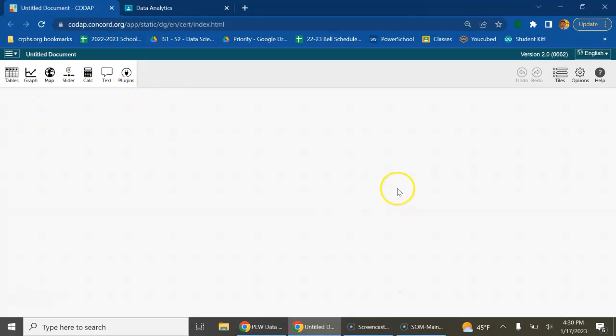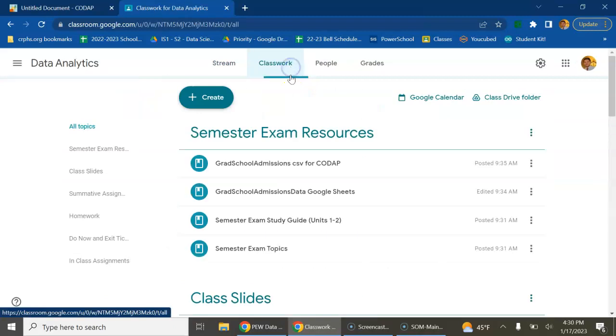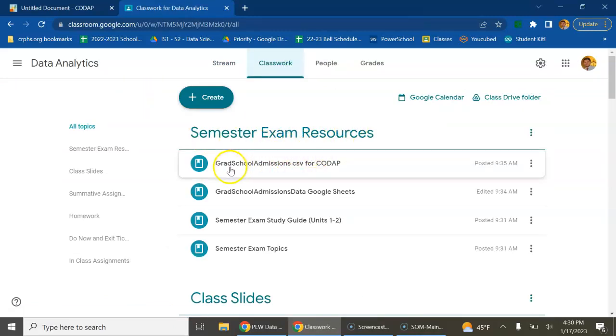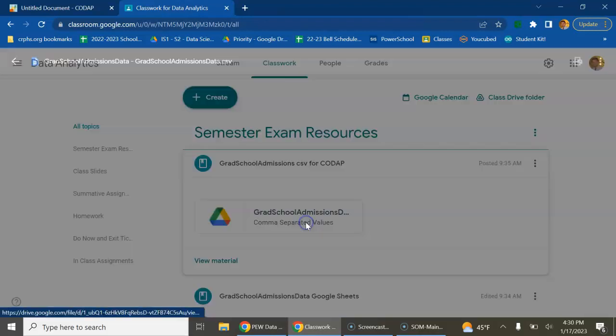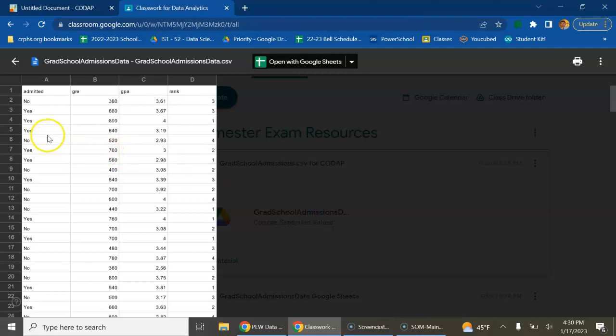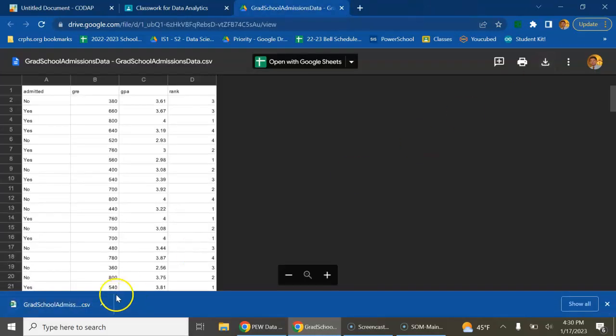So in CODAP, create a new document. And to get the data, you actually go to Google Classroom. If you go to the semester exam resources, if you look at this grad school admissions CSV for CODAP, this right here is what we're going to download. Sometimes it's a little funky, doesn't let you download it right away, so you have to open it in a new window. And when you do that, now it'll allow you to download it. So that'll end up in your downloads folder.